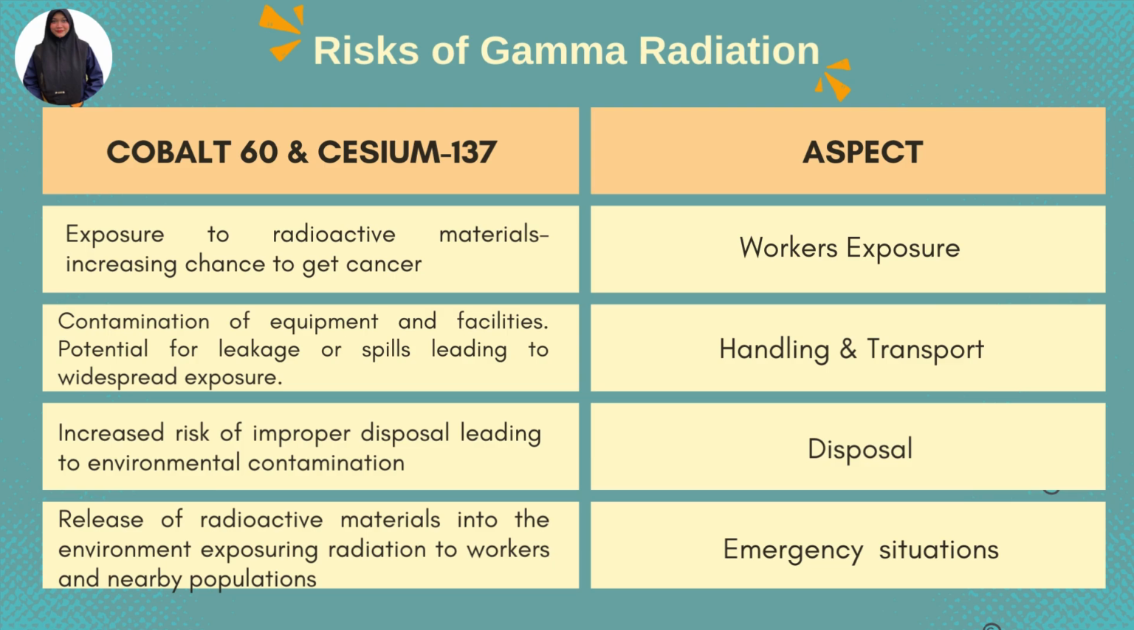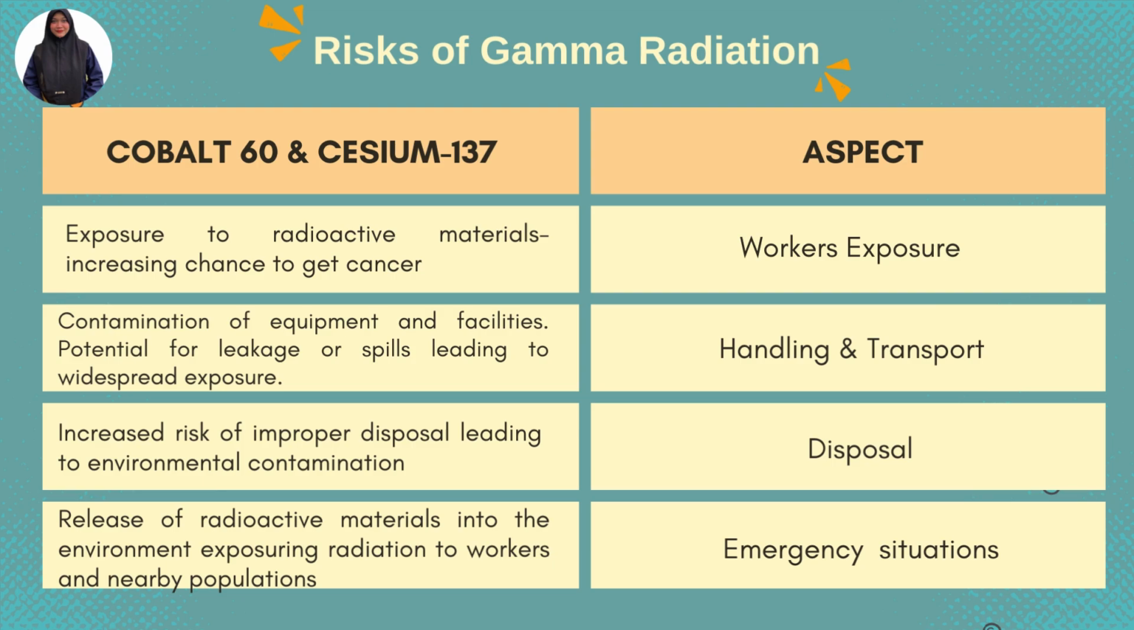There are many risks of gamma radiation in wastewater treatment. Workers who handle cobalt-60 and cesium-137 have a higher chance of getting cancer. Meanwhile, in the handling and transporting process, there is a possibility of contamination of equipment and facilities. There is potential for leakage or spill leading to widespread exposure.